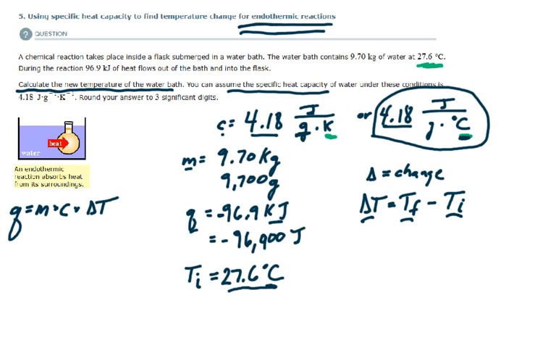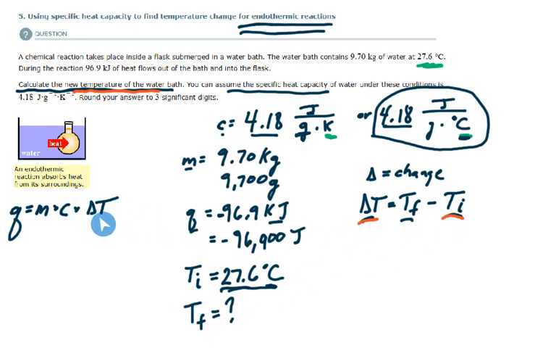Guess what? They want me to find the new temperature of the water bath. They want me to find the final temperature. After the reaction has proceeded and stopped, what is the final temperature of the water when it started at 27.6 degrees Celsius? I can find the final temperature as long as I have this and this. We are given the initial temperature. Here it is.